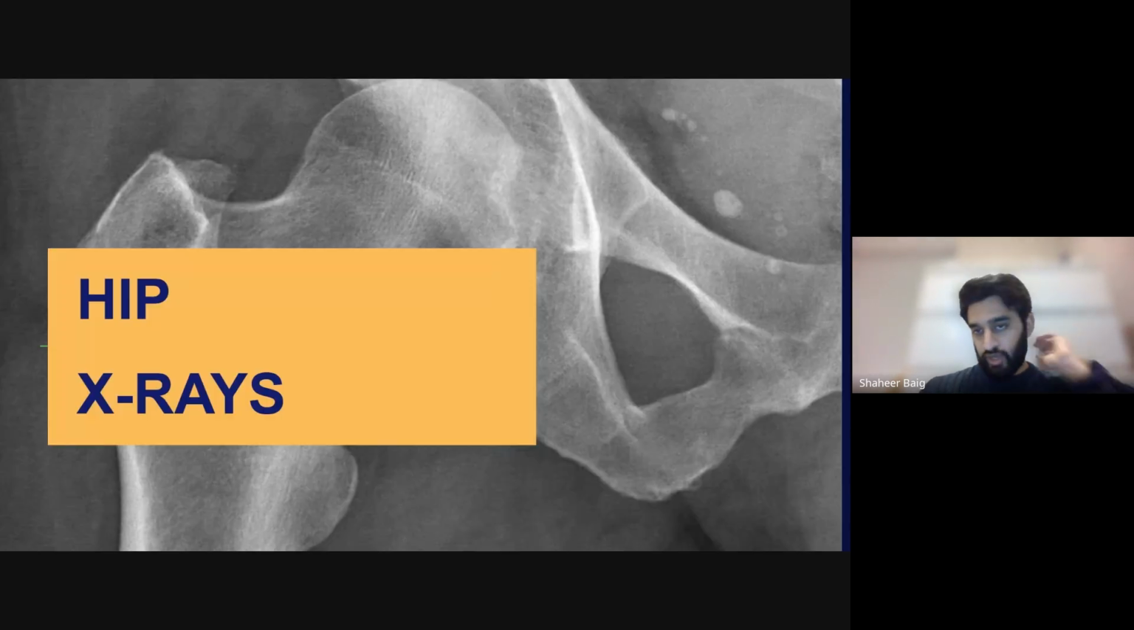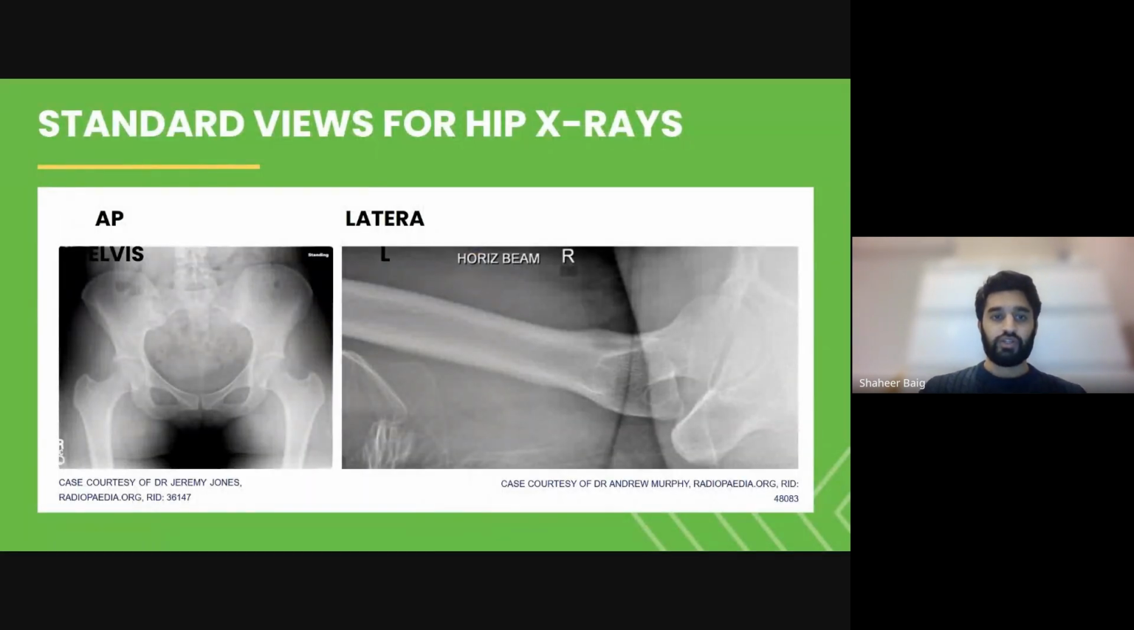So starting off proximally, we'll be working our way down. I'll start off at the hips and the pelvis. It's important to know the views in radiography before approaching interpretation. For the hip, generally we do an AP, anterior posterior pelvis, as well as a lateral hip, which is a horizontal beam taken while the patient is lying down.